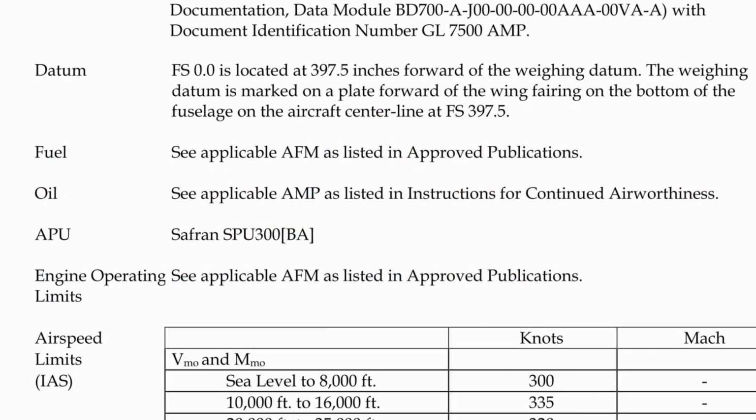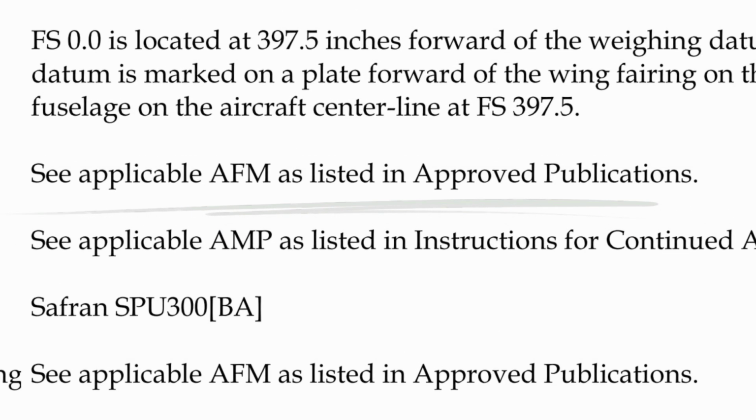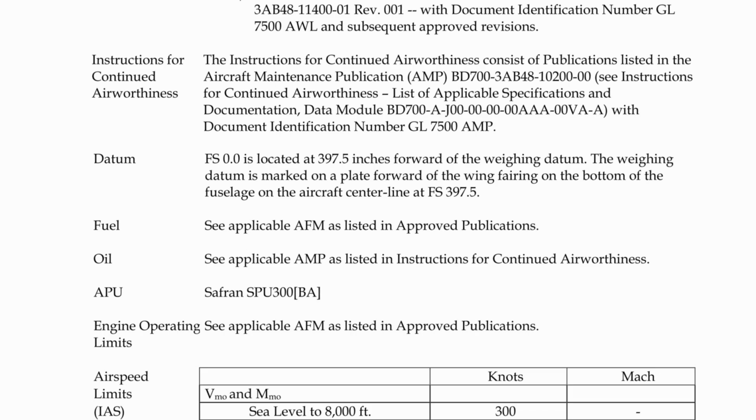Moving on, we have fuel, like you were saying. Now they say see applicable AFM as listed in approved publication. You were just mentioning that. And another thing that I wanted to point out, the TCDS tells you what kind of APU and engine models this aircraft can install. Sometimes, I think you have a pretty good story about it, an aircraft can change the engine model based on an STC. Would you guys like to comment on this?